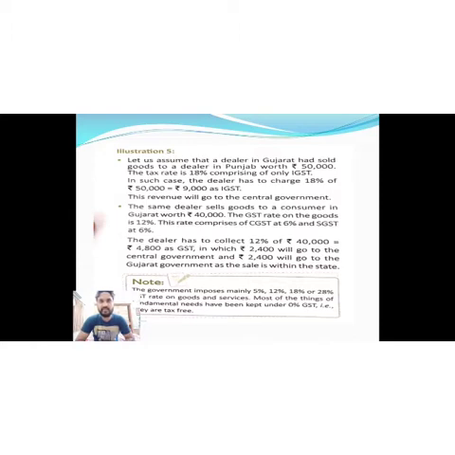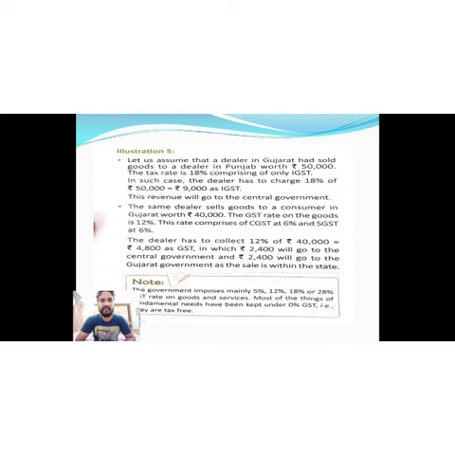The same dealer sells goods worth rupees 40,000 to a consumer in Gujarat. Now the same businessman of Gujarat sells goods of rupees 40,000 to a consumer who is in Gujarat itself, and the rate of GST on that product is 12%. This rate comprises CGST of 6% and SGST of 6%, meaning 6% to the central government and 6% to the state government.